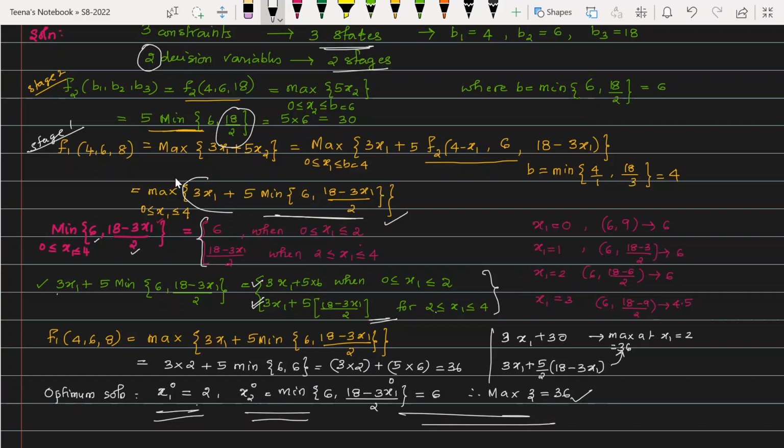Z equal to 36. So I hope you understood the problem. Thank you.